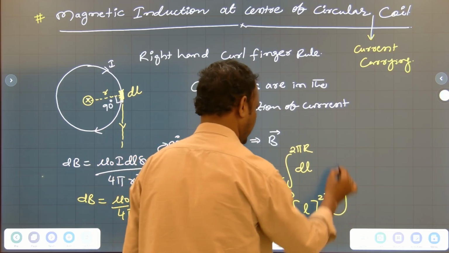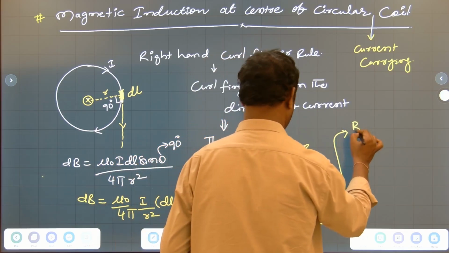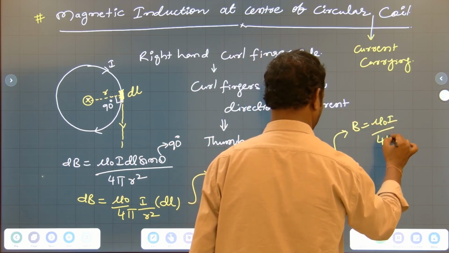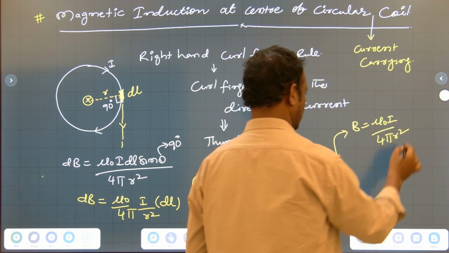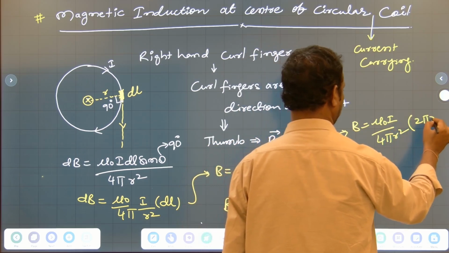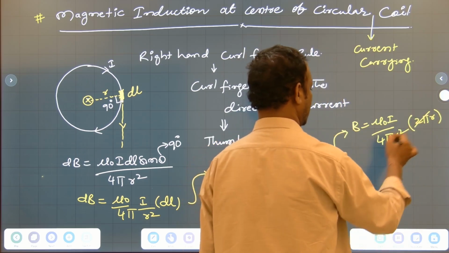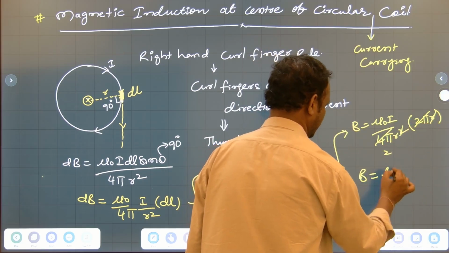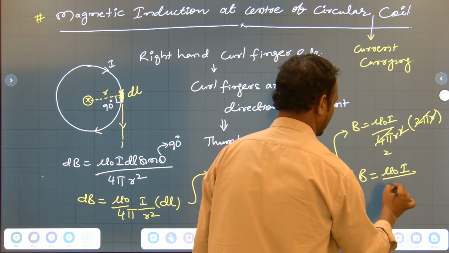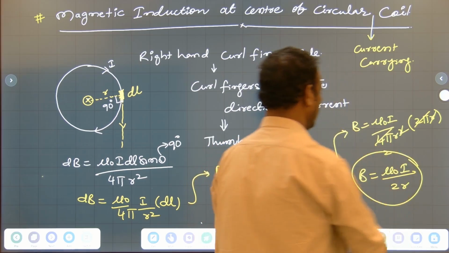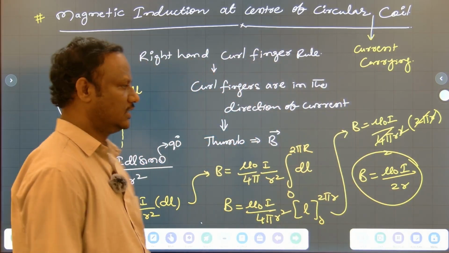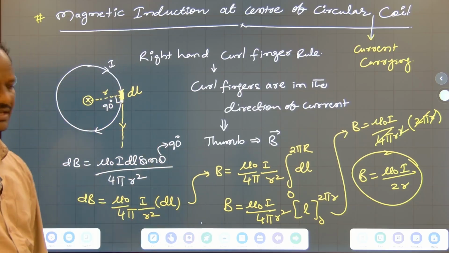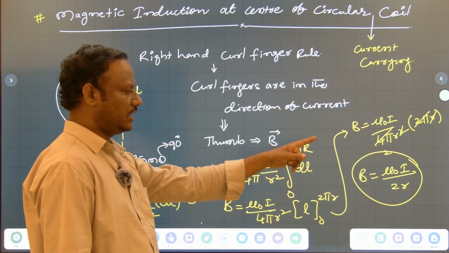So now we can write B is equal to mu naught I by 4 pi r square times 2 pi r. The 2 cancels with the 4, and r cancels with r square. B is equal to mu naught I by 2r. So the magnetic field induction at the center of a circular current carrying coil is B equals mu naught I by 2r.